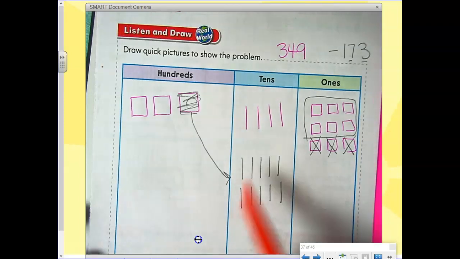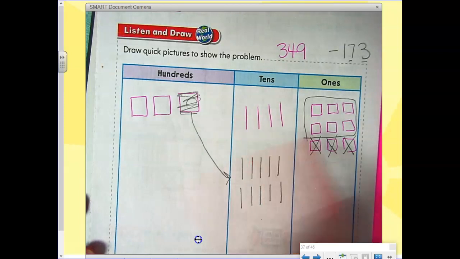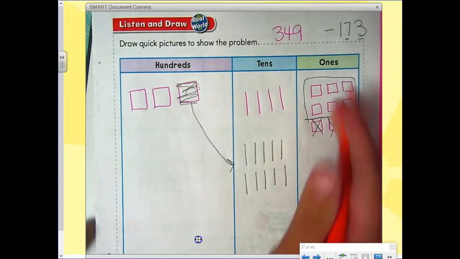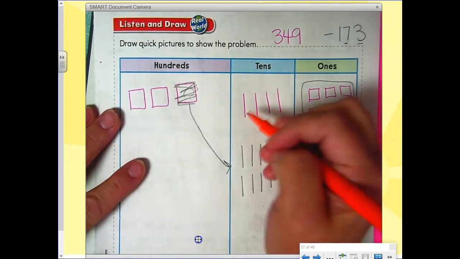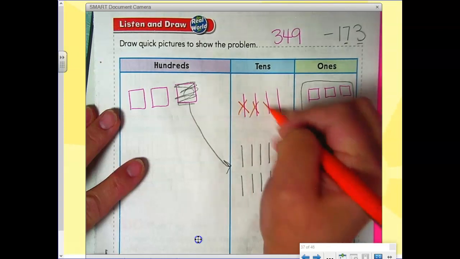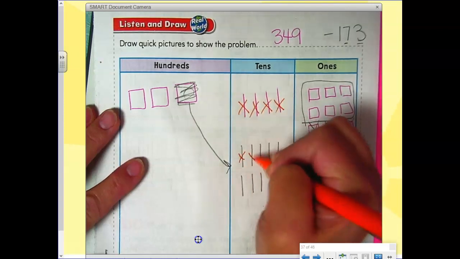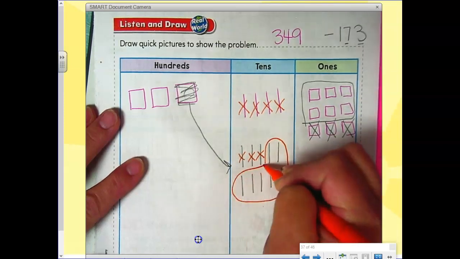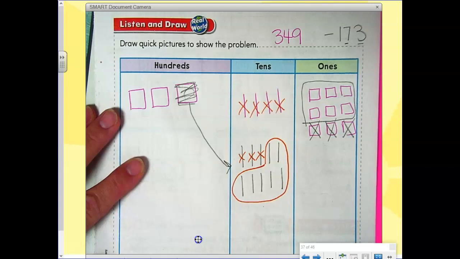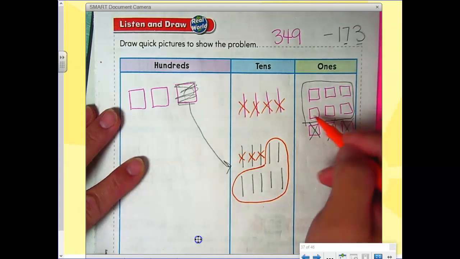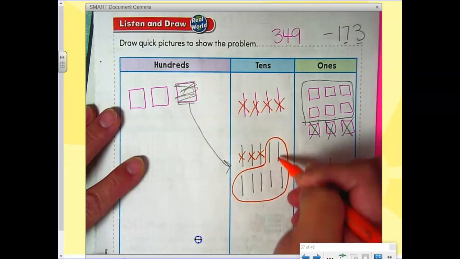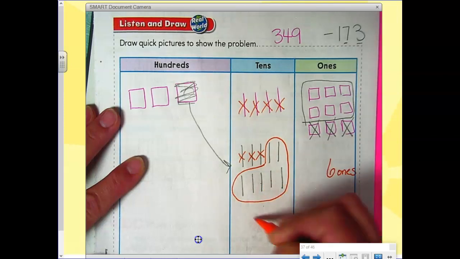Now we have 10 plus 4. We have 14 tens. Can we take away 7 now? Yes, we can. Cross out 7 now. 1, 2, 3, 4, 5, 6, 7. One, two, three, 4, 5, 6 ones. 1, 2, 3, 4, 5, 6, 7 tens.